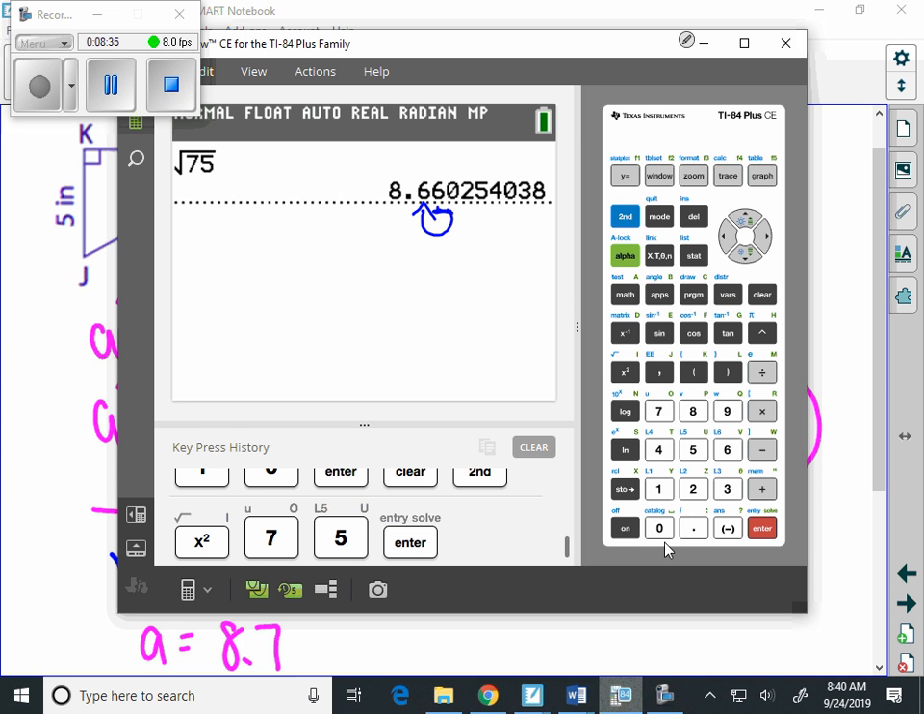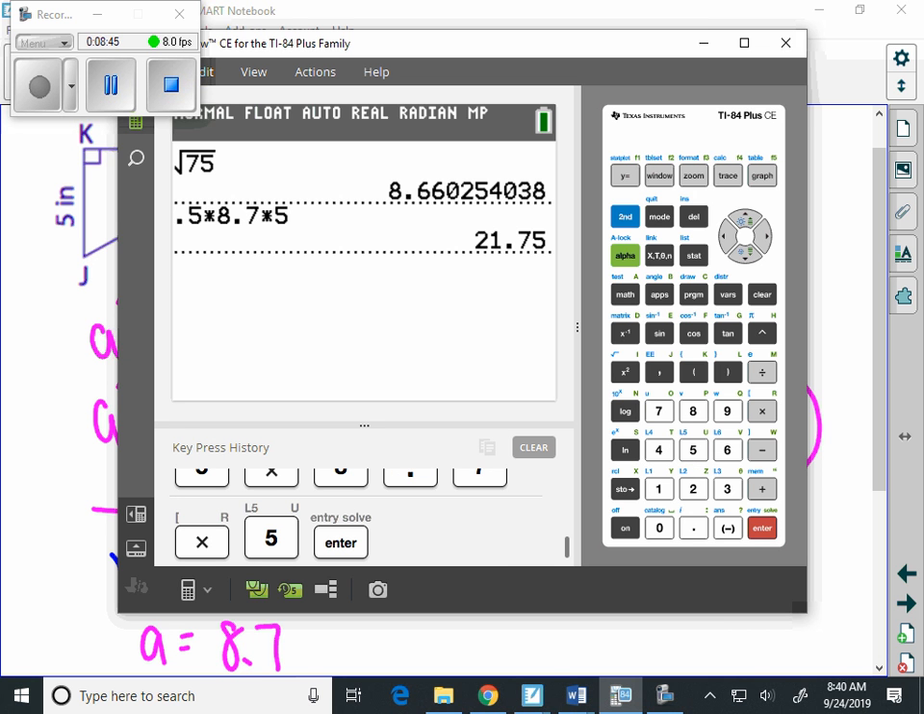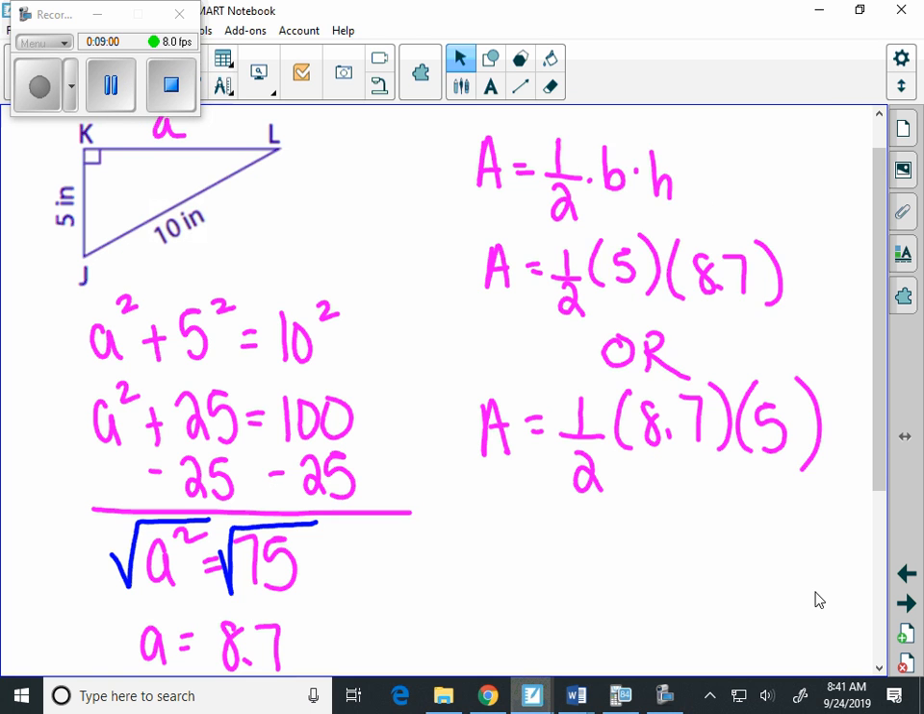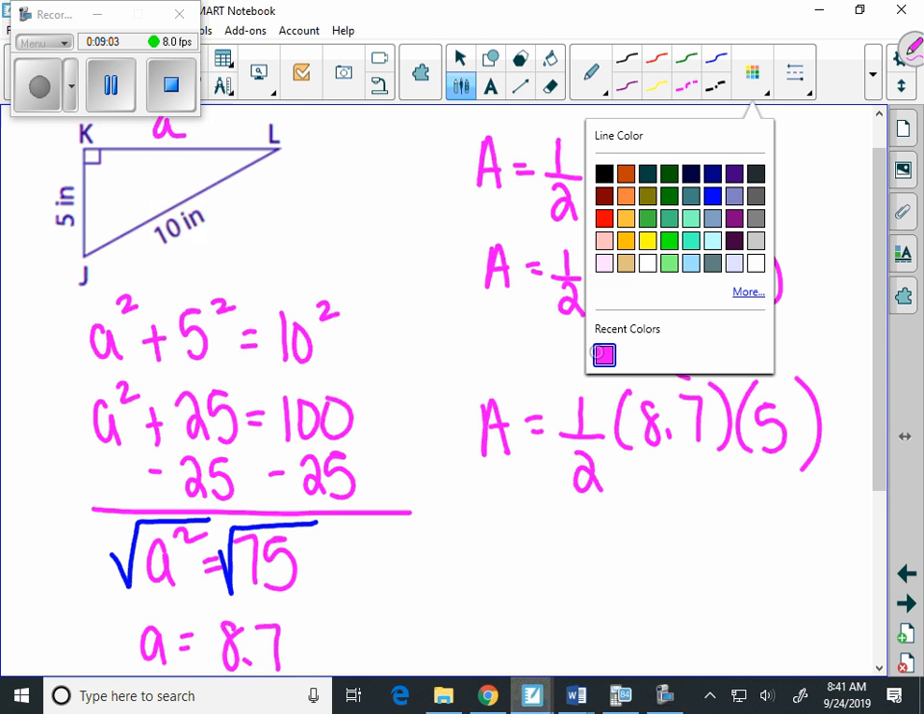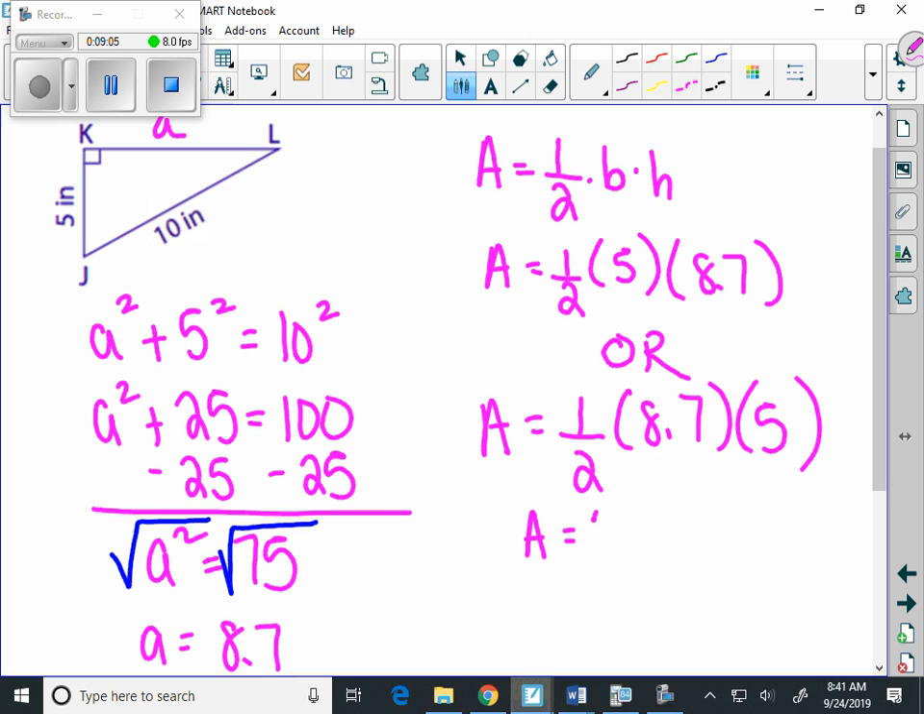0.5 times 8.7 times 5 gives us 21.75. And again, we want to round to the nearest tenth. So we're going to look at this 5 to determine what to do to that 7. And what we're going to do to that 7 is raise it to 8. So it's going to be 21.8 for our area. Again, it doesn't matter which way you type it in. And our units here are going to be inches squared.